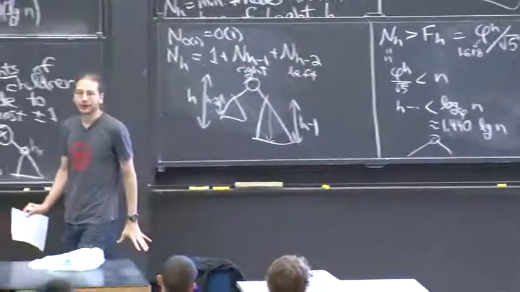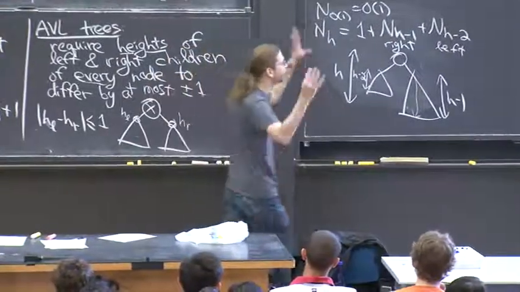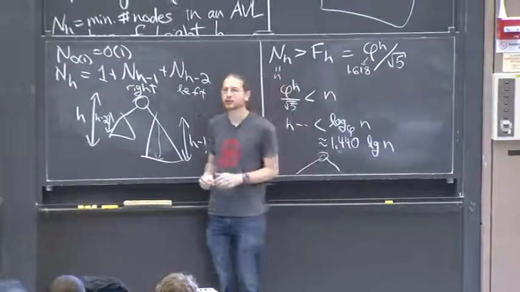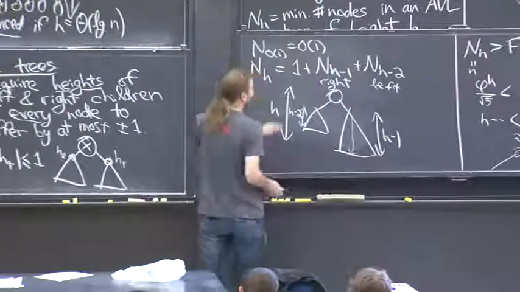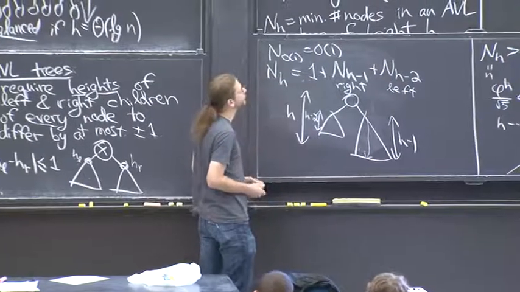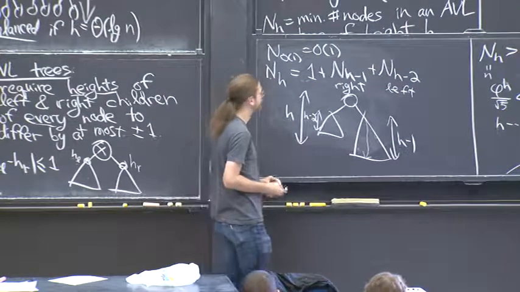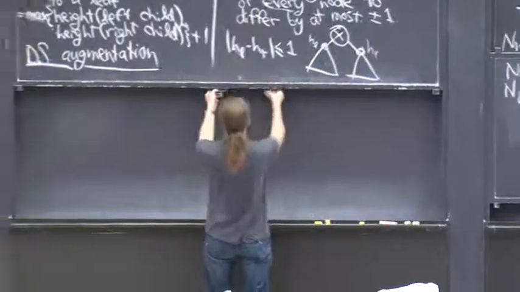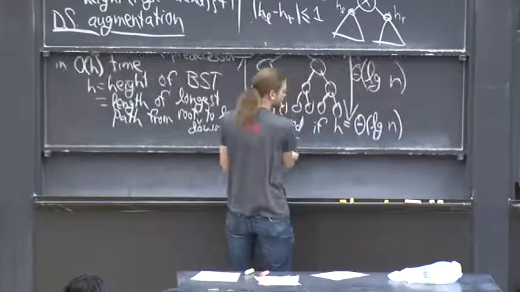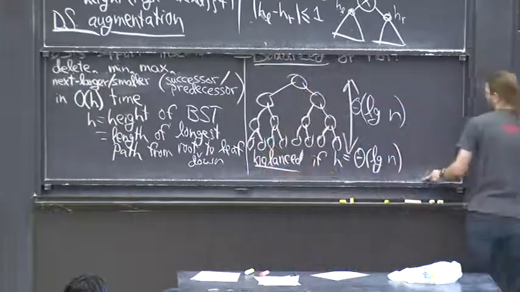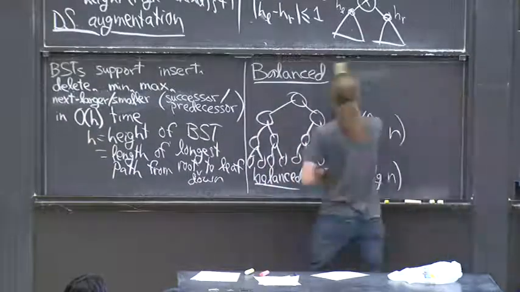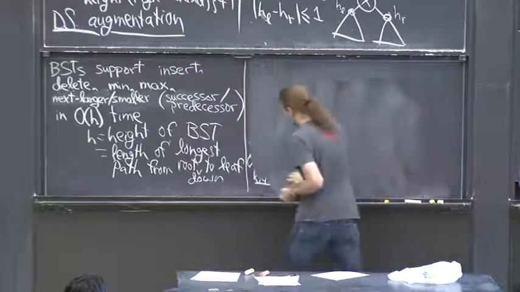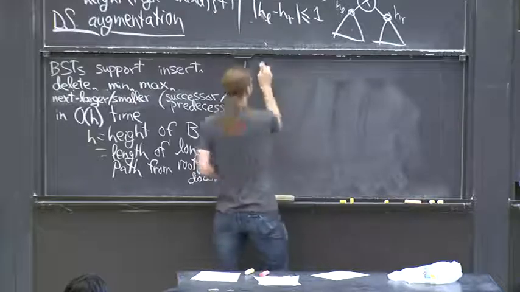Now, if you don't know Fibonacci numbers, this is I pull a rabbit out of a hat, and I've got this phi to the h. It's kind of magical. There's a much easier way to analyze this recurrence. I'll just tell you, because it's good to know, but not super critical. So we have this recurrence n sub h.